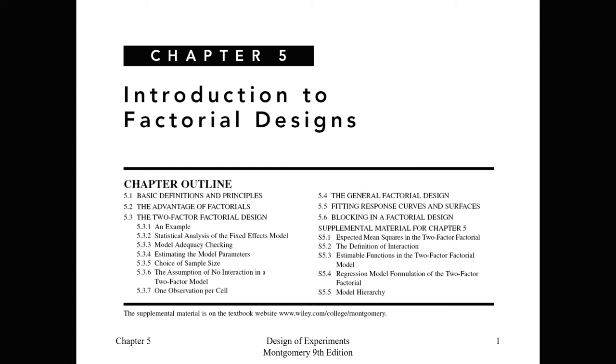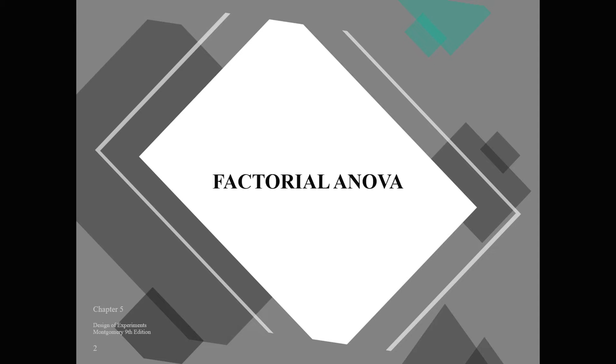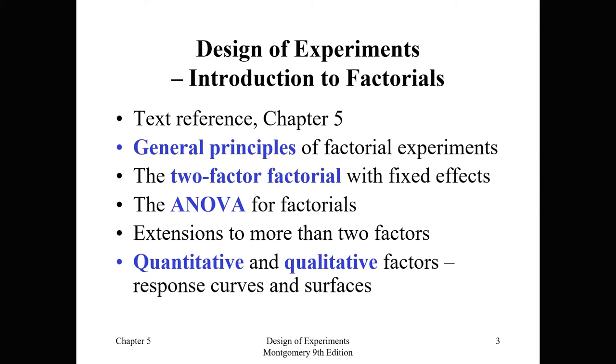In this video, we'll start a discussion of Factorial ANOVA, which is an extension of both the one-way ANOVA and the randomized complete block design. So this in the textbook is going to be chapter 5. We're going to go over some of the general principles that are involved with these factorial experiments. We're specifically going to focus on two-factor experiments in this set of videos. We'll reference more, but that's going to be the primary focus.